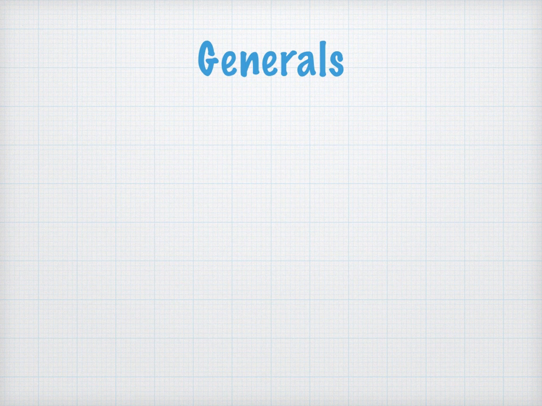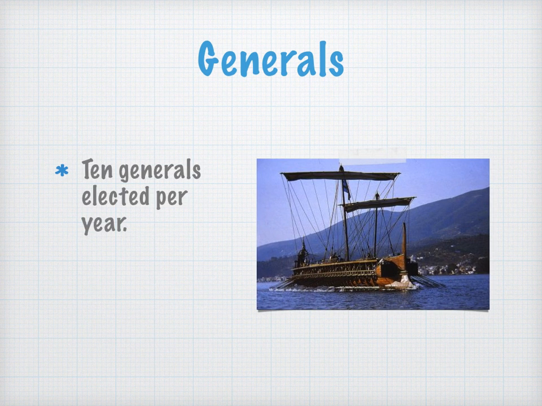Finally, there were the generals. Interestingly, these were elected. There were 10 of them each year. They were not selected by lot, unlike all the other magistracies and important positions in ancient Athens. So we can have a chat about why we think that might be. And they were in charge of the army and the navy.